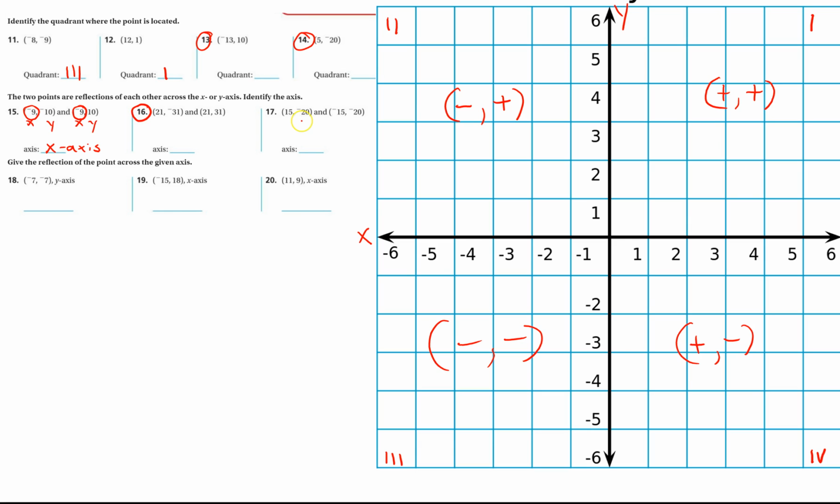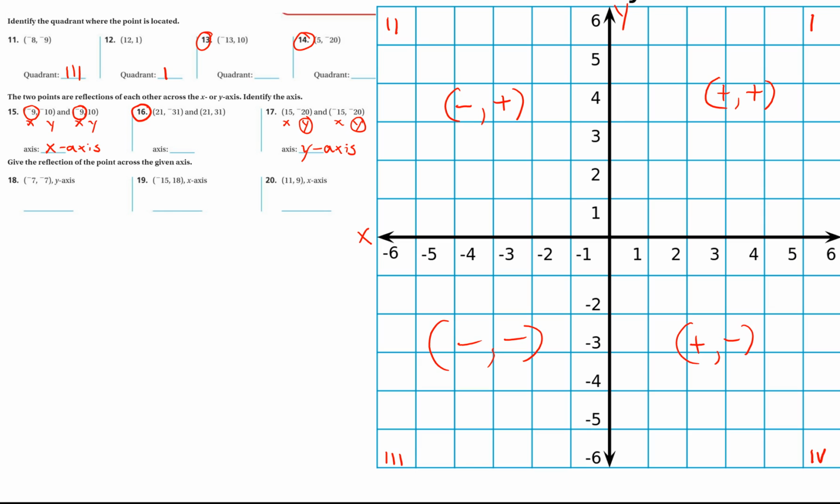Okay, 17. We look at the x's and then the y's. So the x's, this x is positive 15, this x is negative 15. So they are opposites, so that doesn't help. The y, though, is negative 20, negative 20. They are the same. So that tells us since the y's are the ones that are the same, it's a reflection across the y-axis.